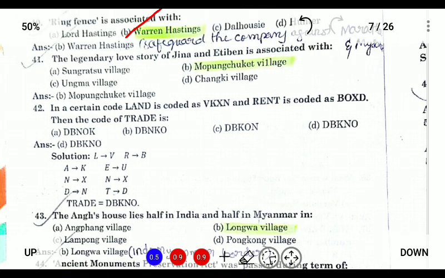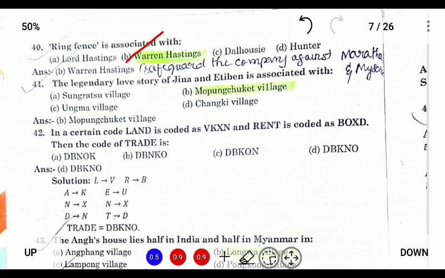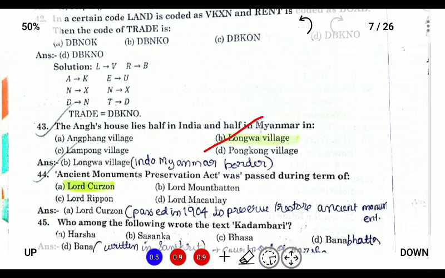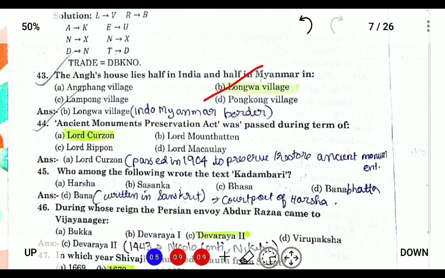Next, the legendary love story of Gina and Detipan is Mubung Chukit, and the Ang's house lies half in India and half in Myanmar in Longwa village in Mon, on the India-Myanmar border. The Ancient Monuments Preservation Act was under the term of Lord Curzon. So one thing to remember is that under Curzon, the partition of Bengal also took place in 1905.